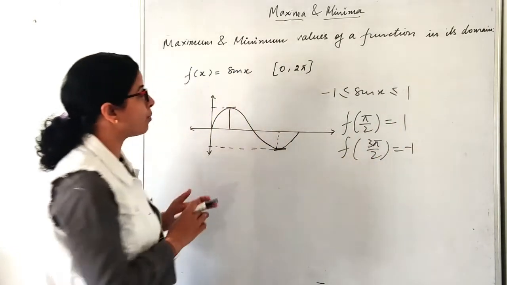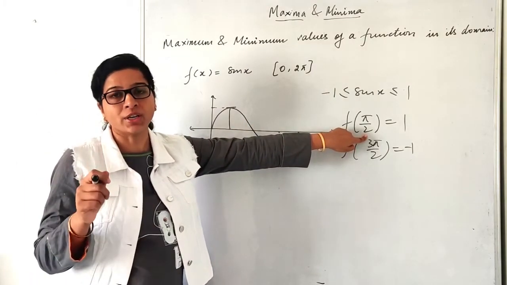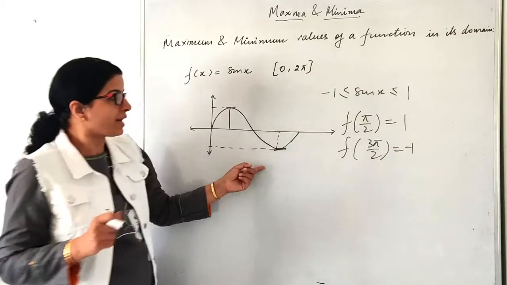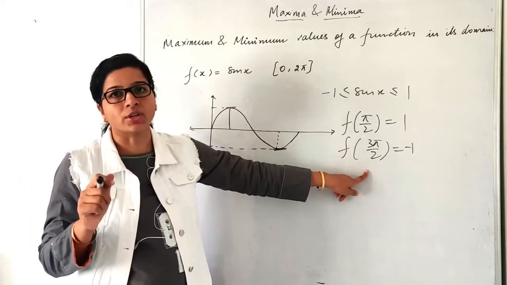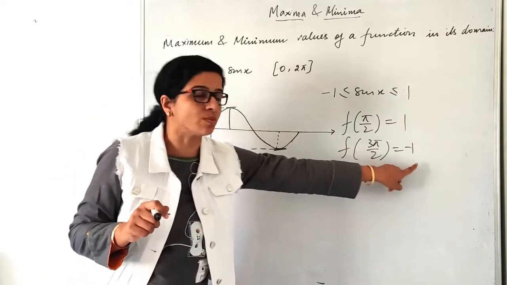So it means my point of maxima is pi by 2 and my function attains the maximum value as 1. Whereas at 3 pi by 2 my function attains the minimum value, and 3 pi by 2 is point of minima and minimum value is minus 1.